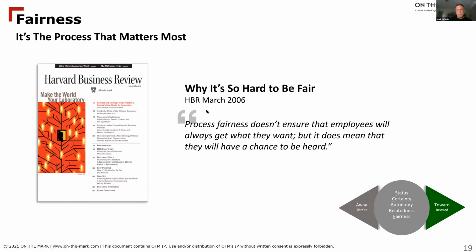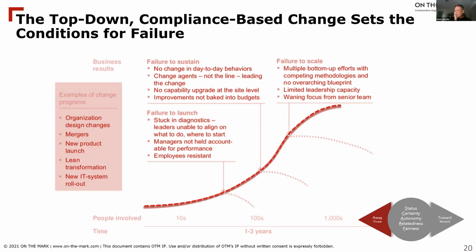So here's an example, to illustrate in a little bit more detail, of what we've learned from all the work and change: top-down compliance-based change sets the conditions for failure. So if you think about telling people, there's a place to tell. I think it has its value, but again, compliance-based change has a limit in terms of its stickiness and the difference that it ultimately is going to make.